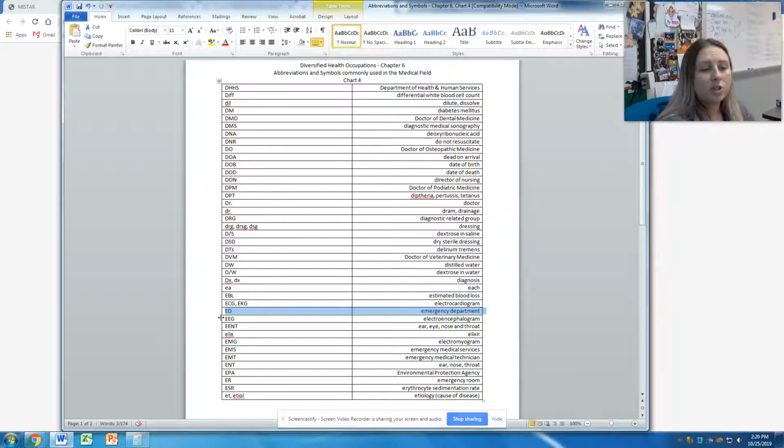All right, EEG. This is electroencephalogram. If you break this word apart, electro means electric or electrical activity. Encephalo means head, or more specifically inside the head, which is the brain. And gram is a picture. So it's a picture of the electrical activity of the brain.